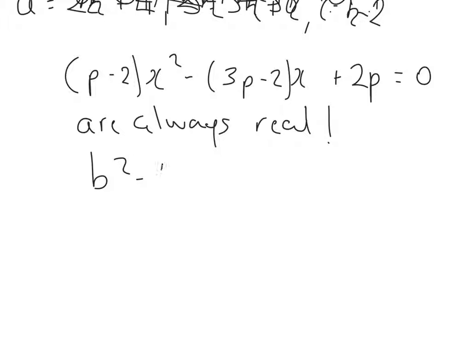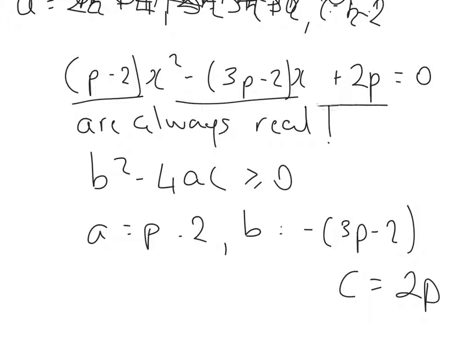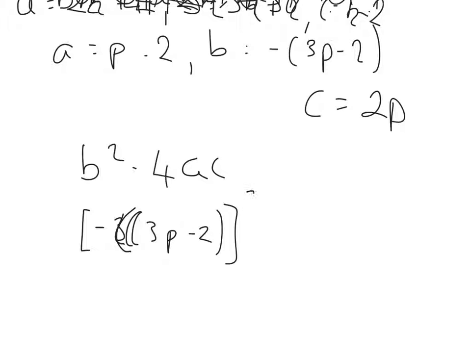So the condition for the discriminant when the roots are always real is that it's greater than or equal to 0. A is equal to p minus 2. B is equal to minus 3p minus 2. And C is equal to 2p. So b squared minus 4ac, so that will be minus 3p minus 2 all squared, minus 4 times p minus 2 times c, which is 2p.